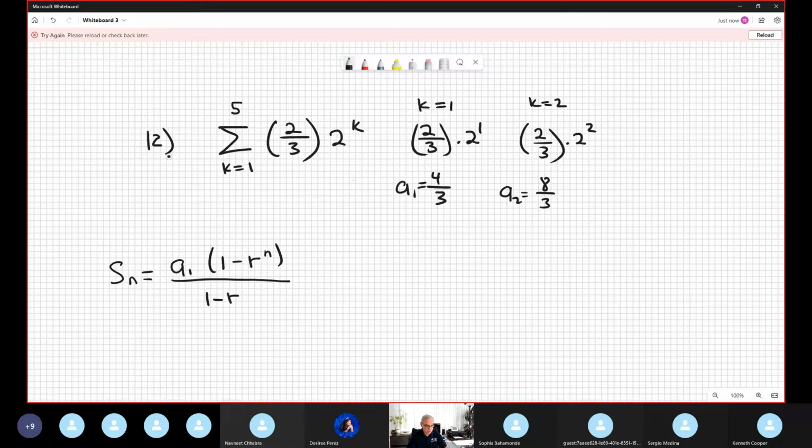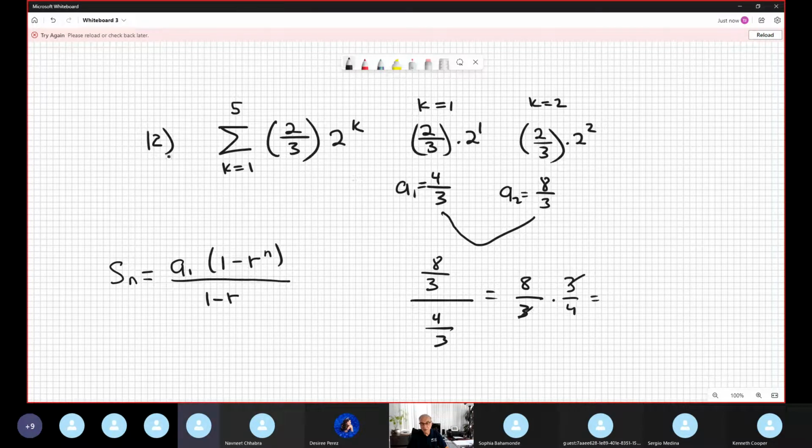But I discover if you divide this by this, 8 over 3 divided by 4 over 3 is 8 over 3 times the reciprocal, 3 over 4. Cancel out the 3, and simplify, 8 divided by 4 is 2. The common ratio I discovered is 2.